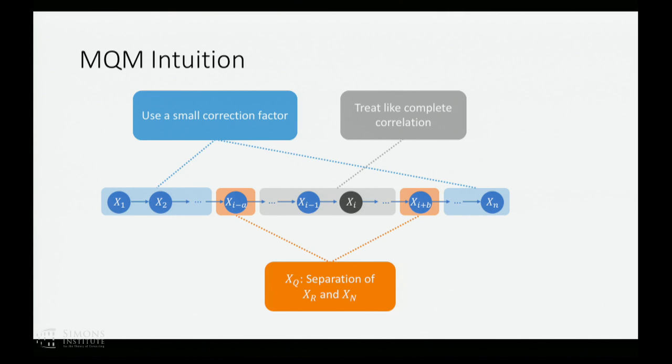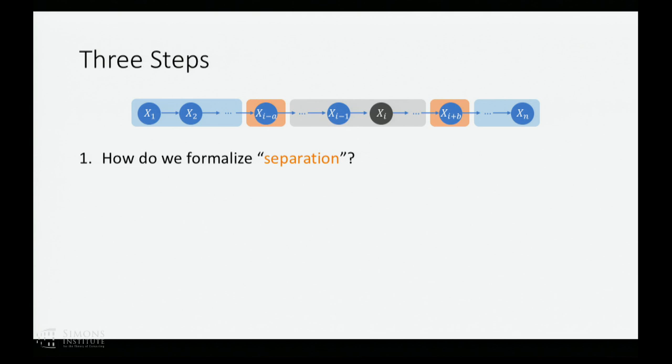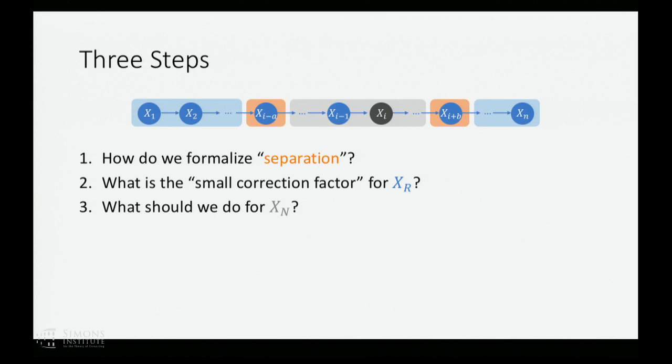So to convert this intuition to a formal algorithm, there are basically three questions we need to answer. The first is how do we formalize the separation between the neighbor and the remote set? And second is what is the small correction factor we're going to use for x remote? And lastly, what should we do for x neighbor? So I'm going to answer them one by one.